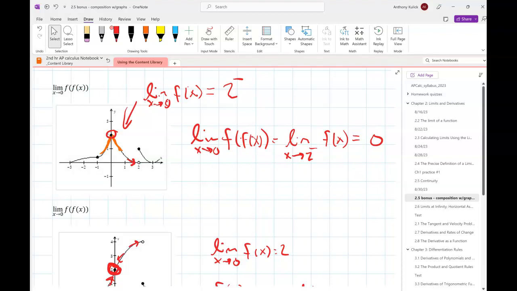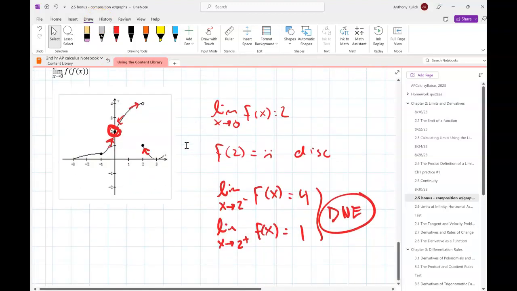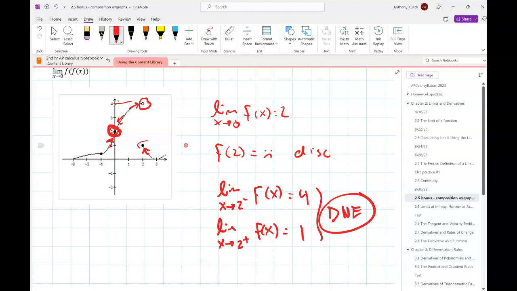Okay. Can you slow down? I just want to see the section. Okay, wait, I get the second one, but I don't get the first one. 4. Okay. Wait, where's 4 coming from? Okay, when I approach from the left, it's this point, which is at 4. When I approach from the right, it's this point, which is at 1. And they're not the same value, so the limit doesn't exist.